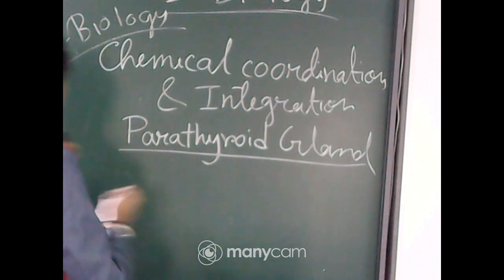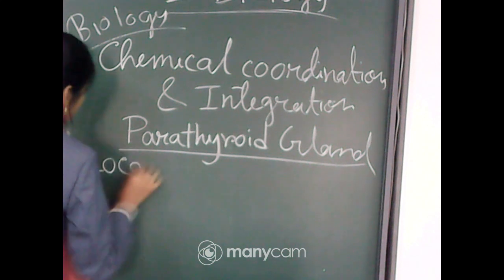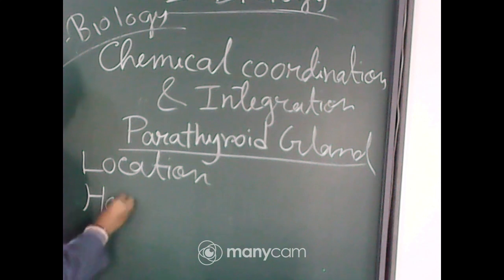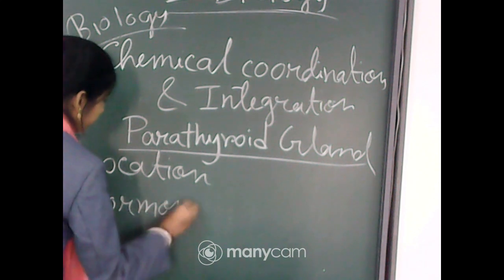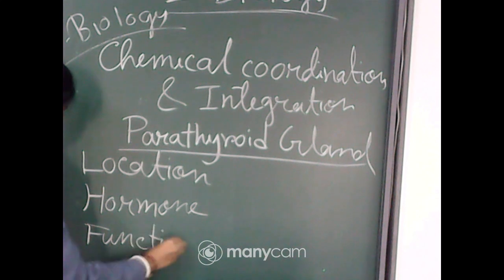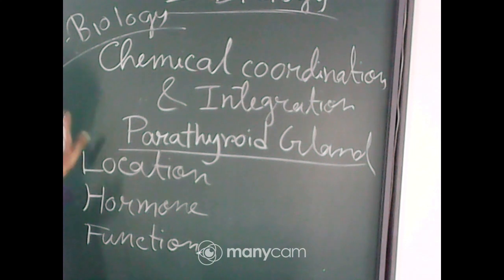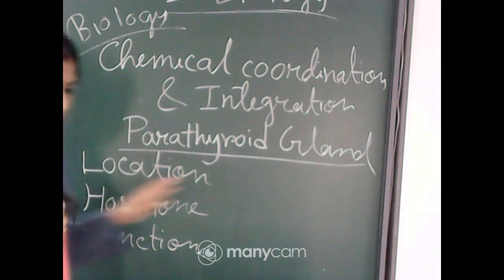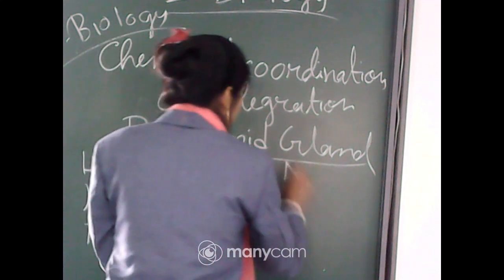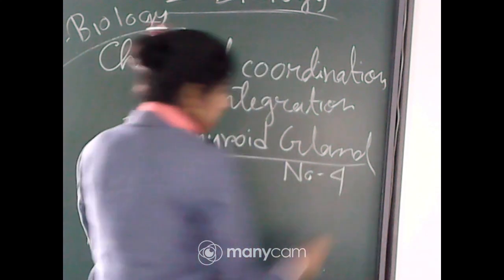Okay, so first we have to know the location, hormone, function. So first one is the location of the parathyroid gland. And what is the number of parathyroid glands? The number of parathyroid glands is 4.